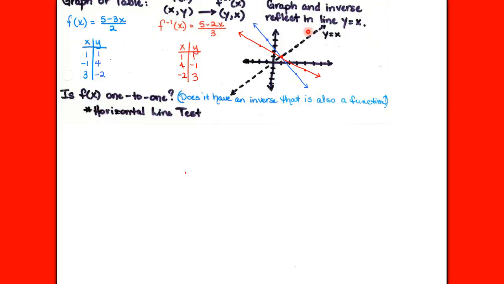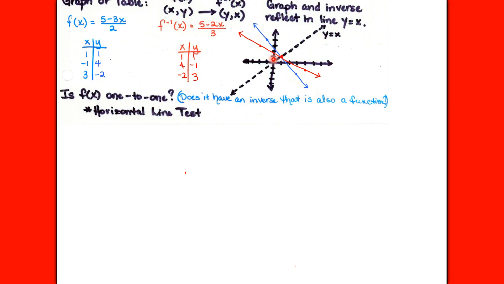So basically the idea is if I used wet paint and I painted that blue line right there, and then I folded my piece of paper on this dotted line y = x, what would get transferred over from that wet paint is this line right here. So when I folded it on my dotted line, this part of the line would transfer here, and this part of the line would transfer here. So a graph and its inverse reflect in the line y = x.